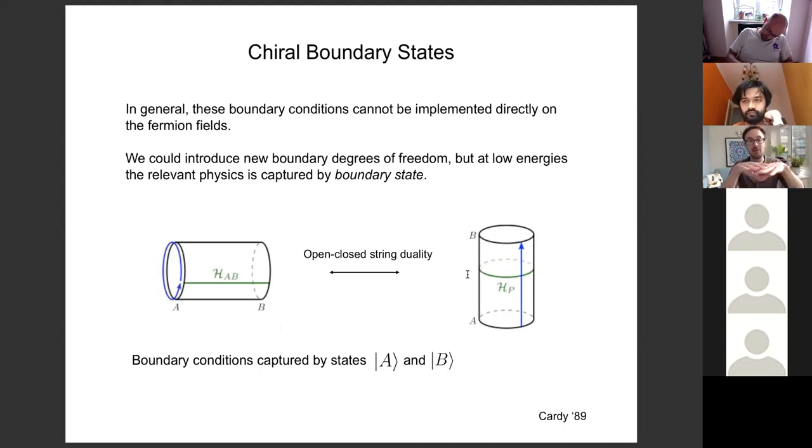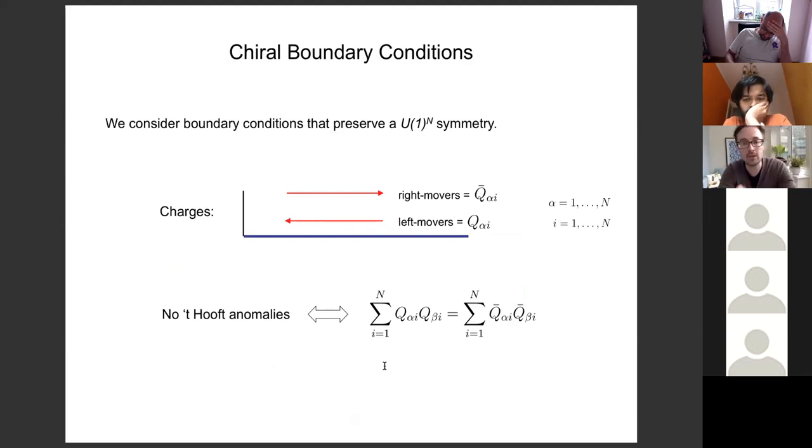Now, in a quantum theory, the states in the Hilbert space live on a spatial slice. So the boundary conditions A and B, after this modular transformation, or what string theorists call open-closed string duality, are encoded in states in a Hilbert space that live at the bottom and the top of this cylinder. So Cardy explained how, if you want certain boundary conditions, you can understand them in terms of states of the Hilbert space. The states have to have certain properties called Cardy conditions. Those Cardy conditions are not very easy to solve in general, which is why it's not trivial to write down these boundary conditions. But the whole technology is to write things in terms of states in the Hilbert space rather than actual boundary conditions.